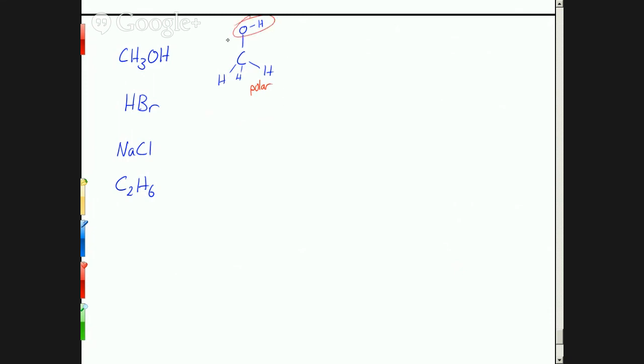And importantly, we'll notice that it has an OH bond, which means it can do what? Yeah, it can form hydrogen bonds, which are nice, strong interactions. So we'll expect hydrogen bonding to be the basis for the intermolecular forces, the forces between molecules, in this compound. This is methanol, by the way.